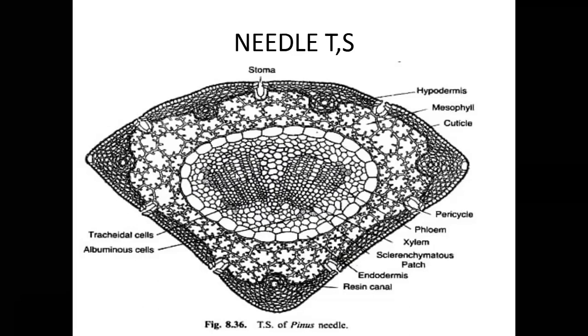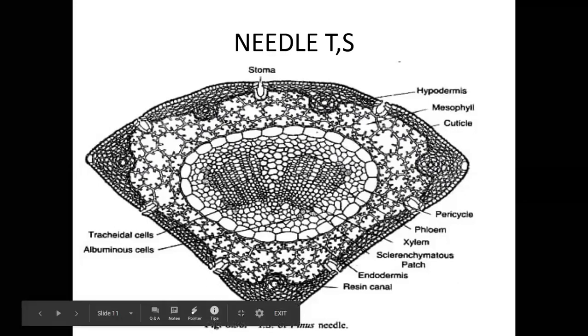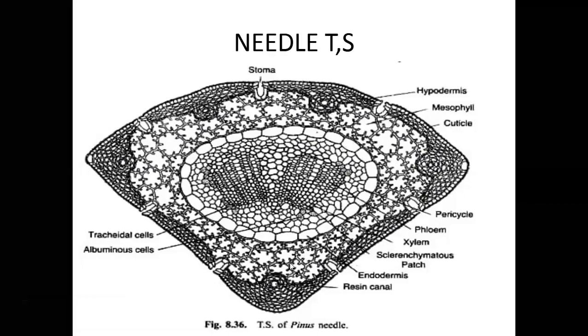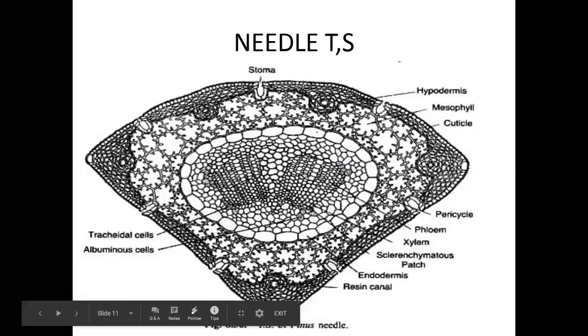The Pinus needle vascular bundles are covered by the pericycle and endodermis layers. And one more important point: at the corners of the needle TS, resin canals are present. I have already told what resin canals are. What is the function of resin canals? They are filled with resins. They are present in the Coniferopsida plants.